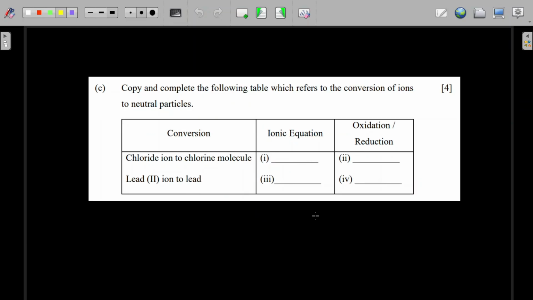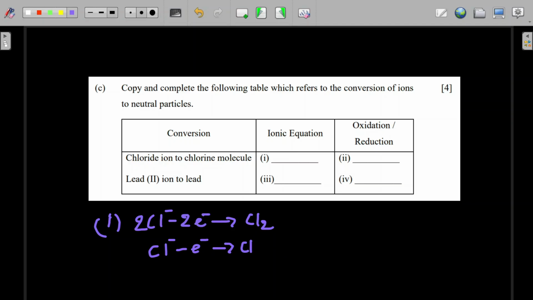Okay, these are again different kinds of questions. Chloride ion to chlorine molecule. Again, you people make silly mistakes. Chloride ion is Cl minus. Chlorine molecule is Cl2. What you people do is write Cl minus loses 1 electron and Cl. Where is the chlorine molecule? So to make it, you have to take 2 chloride ions, lose 2 electrons and form a chlorine molecule. That will be the answer.